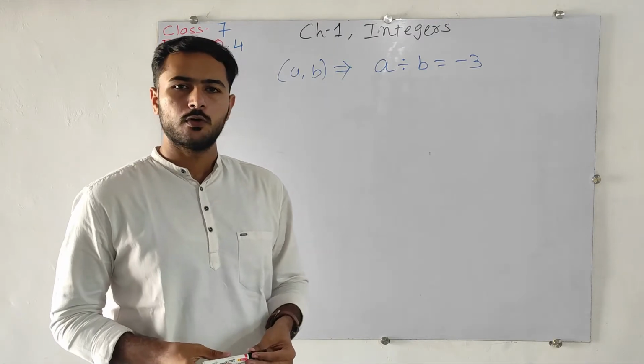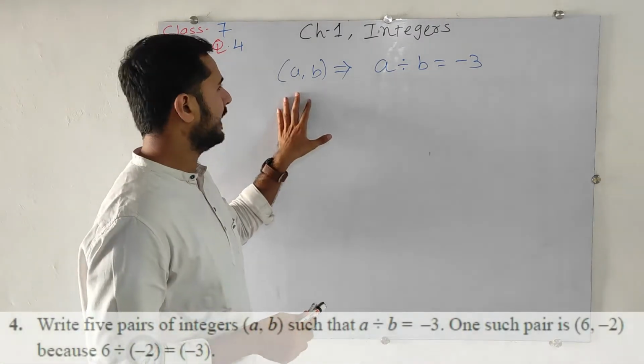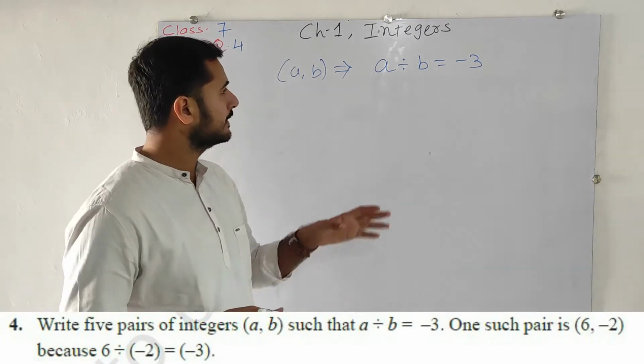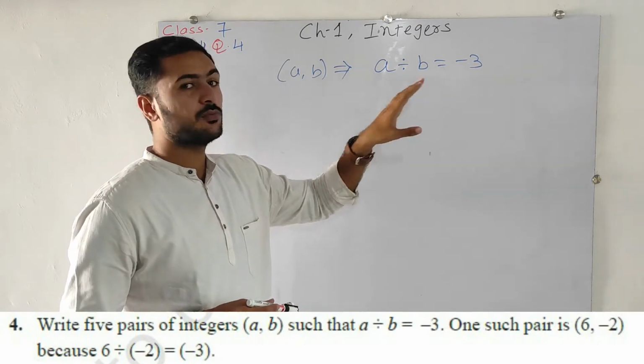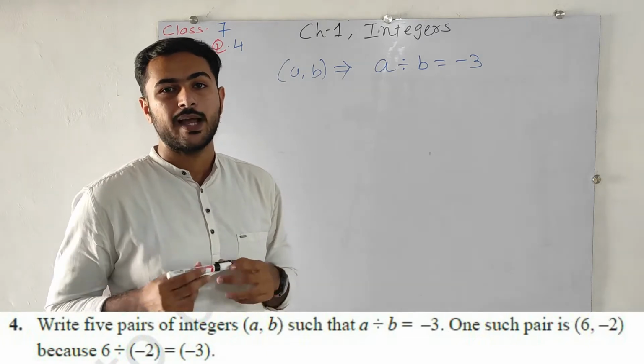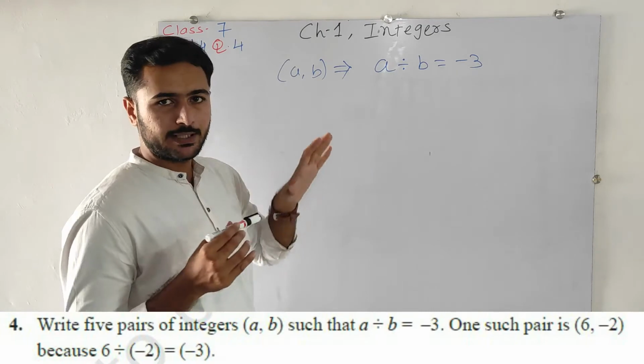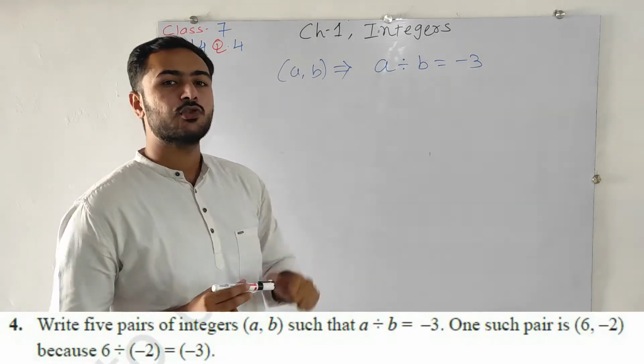In question book 4, we have to write down 5 pairs of A and B. The condition is A divided by B is equal to minus 3. It should happen, so we have to select the numbers for A and B like that. If we calculate A divided by B, our answer should be minus 3.